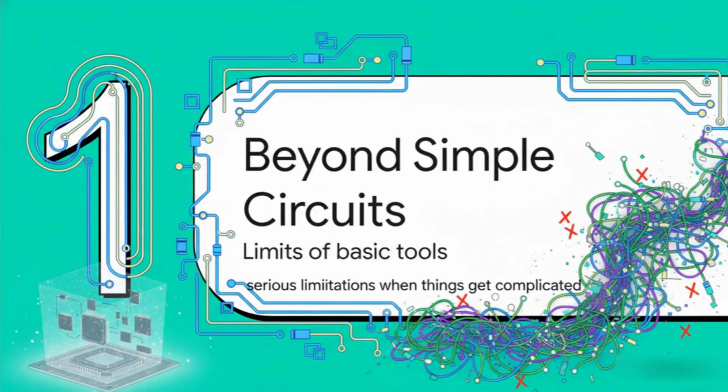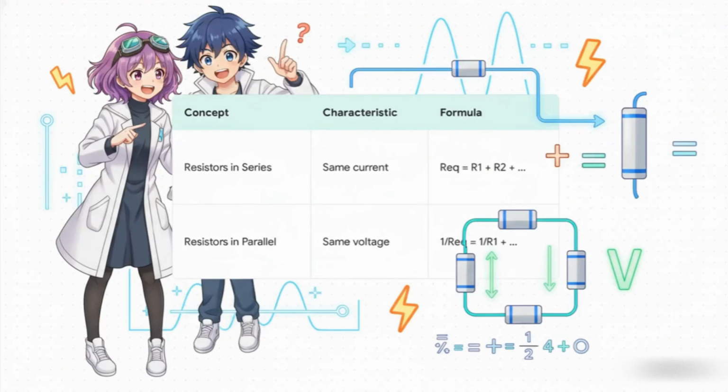Okay, so let's start by hitting a wall. You know, the simple rules we all learn at the beginning. They're fantastic for the easy stuff. But when circuits start to get messy, those rules can leave you completely stranded. We all started right here, didn't we? Resistors in series, just add them up. In parallel, you use that reciprocal formula. Simple stuff until, well, it's not.